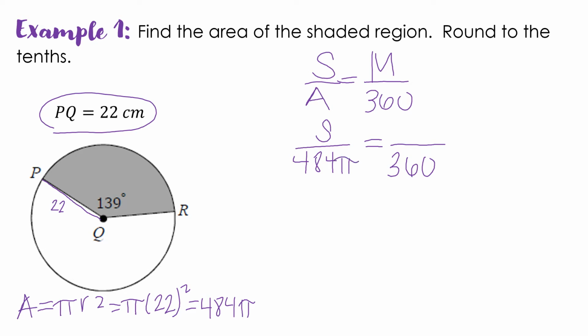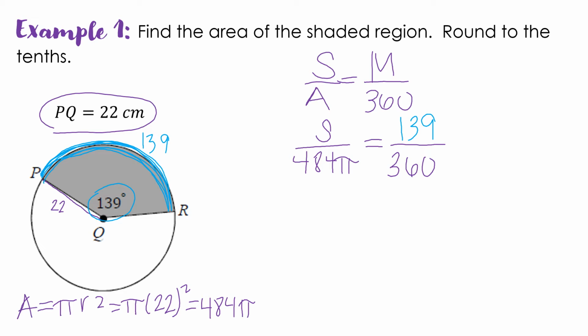The other thing we need to fill in is the M, which is the degree measure of the arc. That would be the degree measure of the shaded sector, right? So the sector has arc PR. Because PQR is a central angle, then we know that the degree measure of arc PR is 139 degrees. So our setup is going to be S over 484 pi equals 139 over 360.